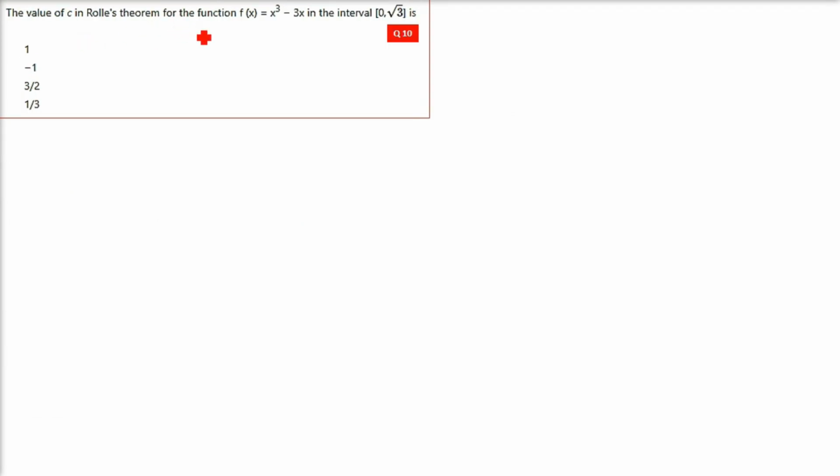The value of c in Rolle's theorem for the function f(x) = x³ - 3x in the interval 0, root 3 is. Now this is almost similar to what we have done up till now. So let us do it at the pace of bullet train. f'(x) is 3x² - 3. This is the differentiation. We have to replace it by c, so it will be 3c² - 3. And since we are talking about Rolle's theorem, you just have to put it as 0. So f'(x) equal to 0.